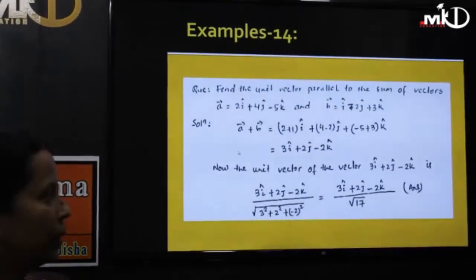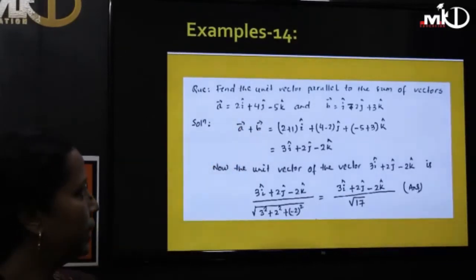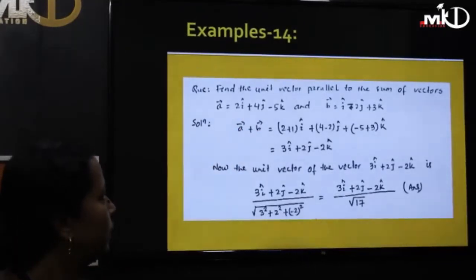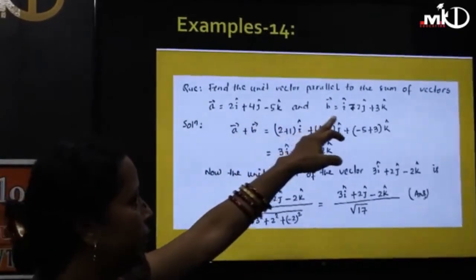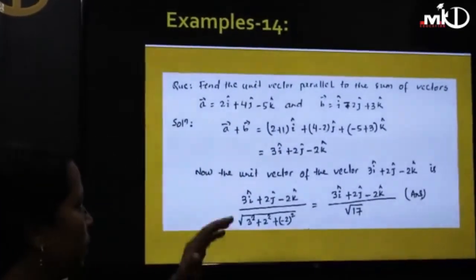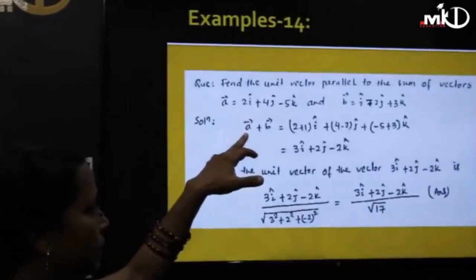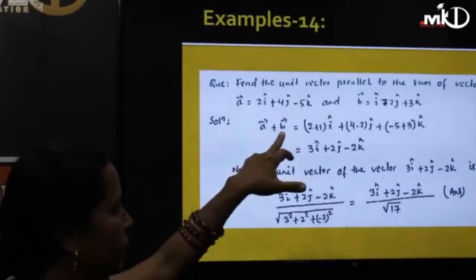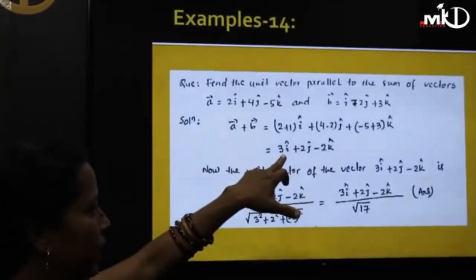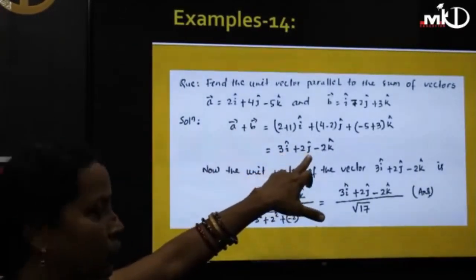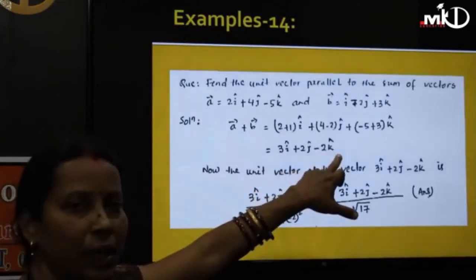Now you see, find the unit vector parallel to the sum of the vectors A bar and B bar, which are given. First we find the sum of these two vectors, so we just add the vectors. It comes to 3i cap plus 2j cap minus 2k cap.